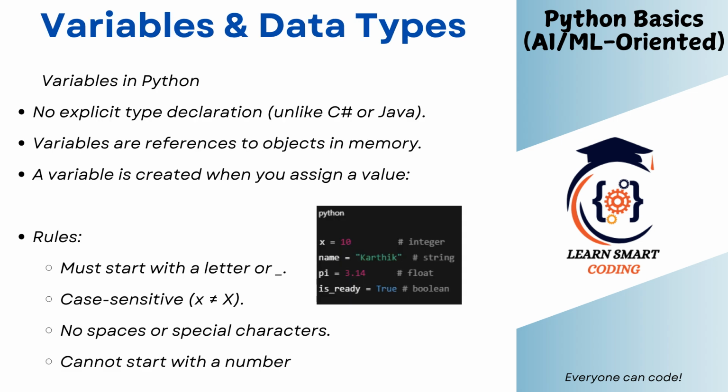Unlike C# or Java or any other programming language, there is no explicit type declaration for Python variables. Variables are references to objects in memory. A variable is created when you assign a value. So here are the rules. It should start with a letter or an underscore. It's case sensitive, with no numbers at the start or special characters.